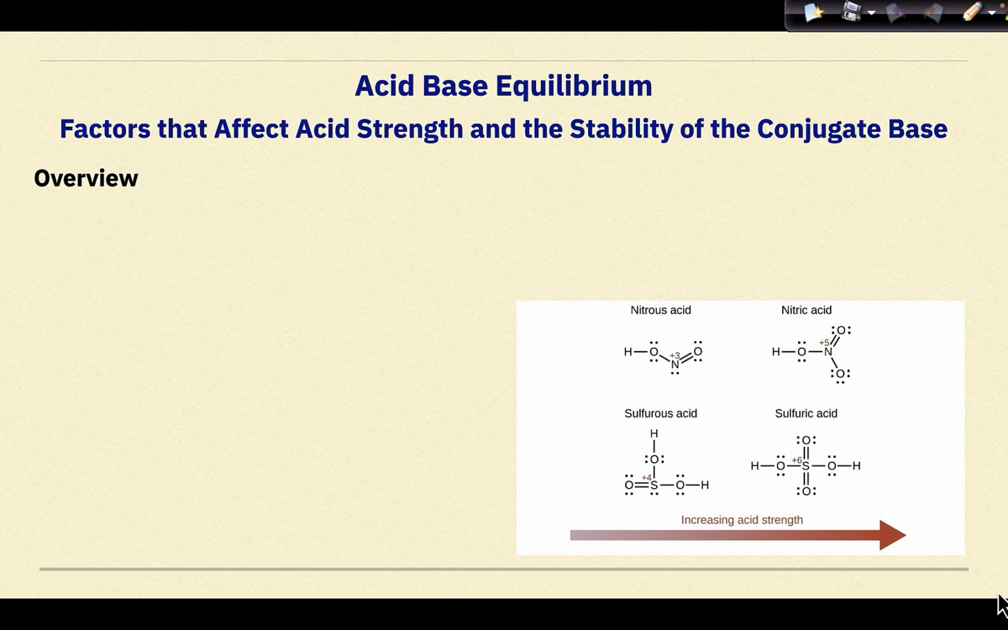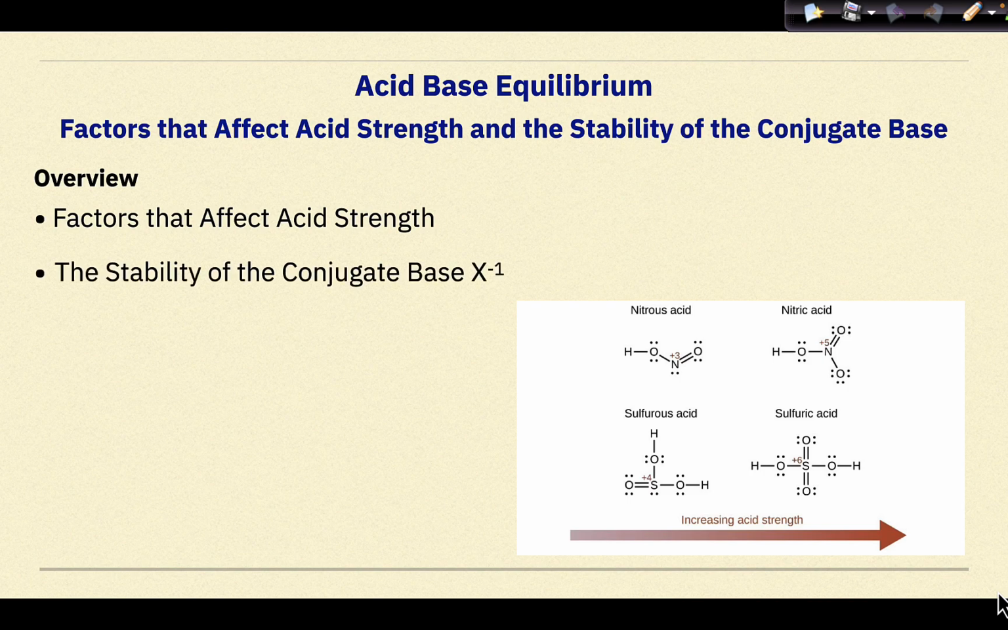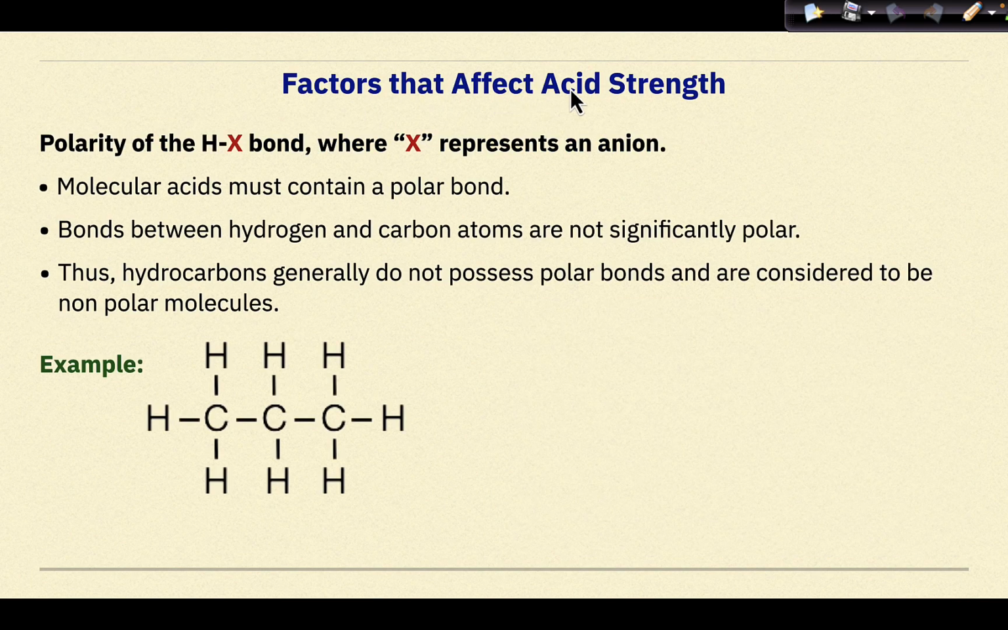Acid-base equilibrium. Factors that affect acid strength and the stability of the conjugate base. In this tutorial, we will be going over factors that affect acid strength, the stability of the conjugate base X-1, and an overview of oxyacids. Factors that affect acid strength.